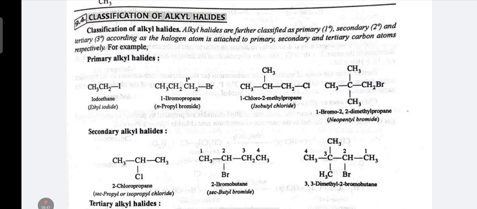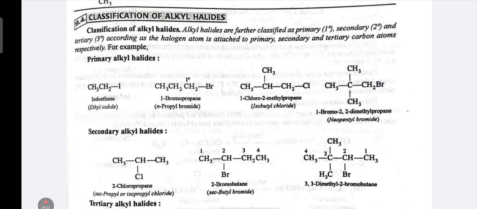Now we will discuss the classification of alkyl halide. Alkyl halides are further classified as primary, secondary, and tertiary according as the halogen atom is attached to a primary, secondary, or tertiary carbon respectively. For example, iodoethane, 1-bromopropane, 1-chloro-2-methylpropane, 1-bromo-2,2-dimethylpropane. These are examples of primary halide.